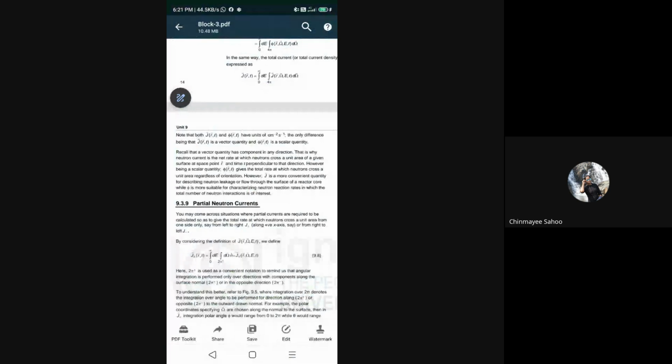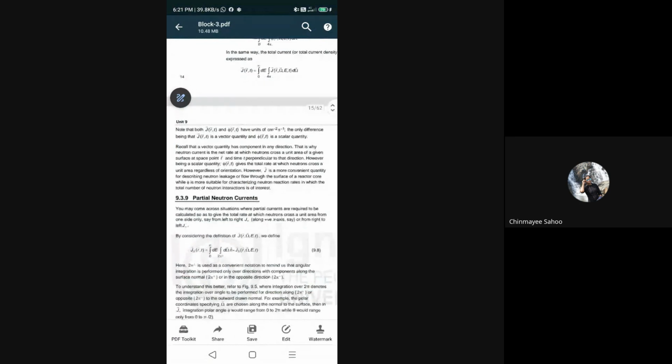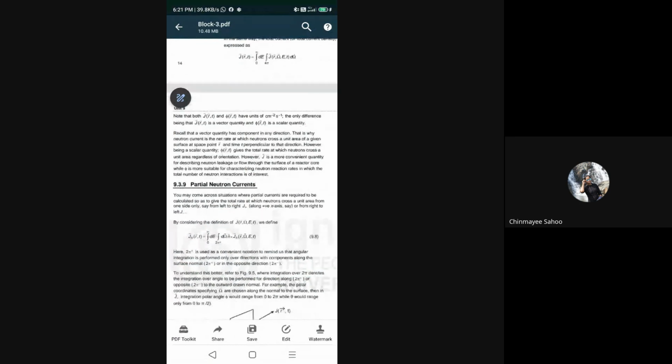So partial currents are required to be calculated so as to give the total rate at which neutrons cross a unit area from one side only. Say from left to right, J subscript plus along positive x, or from right to left, that is J subscript minus. So you can write J plus minus vector is equal to integration from 0 to infinity dE multiplied by integration over 2 pi plus minus d omega n cap multiplied by J vector plus minus, which is a function of r, omega, E and t.